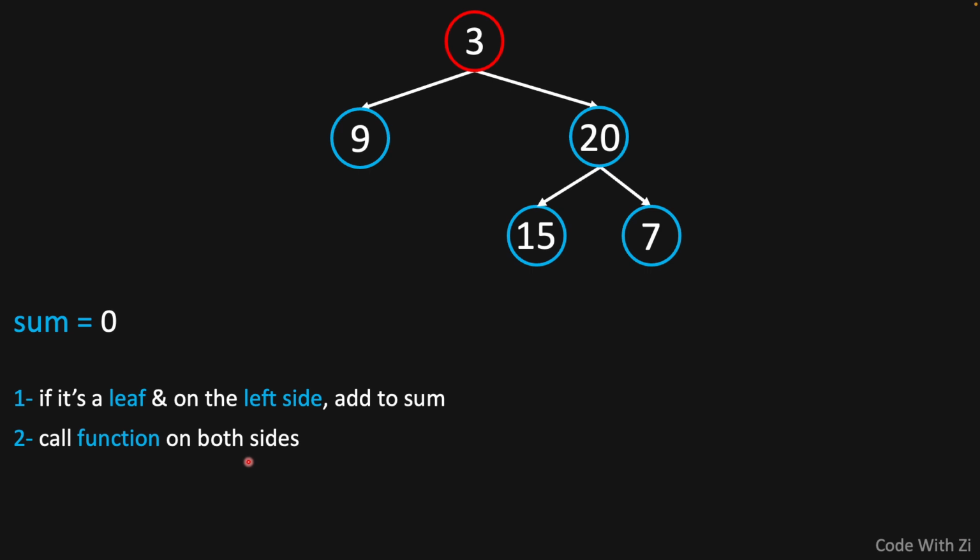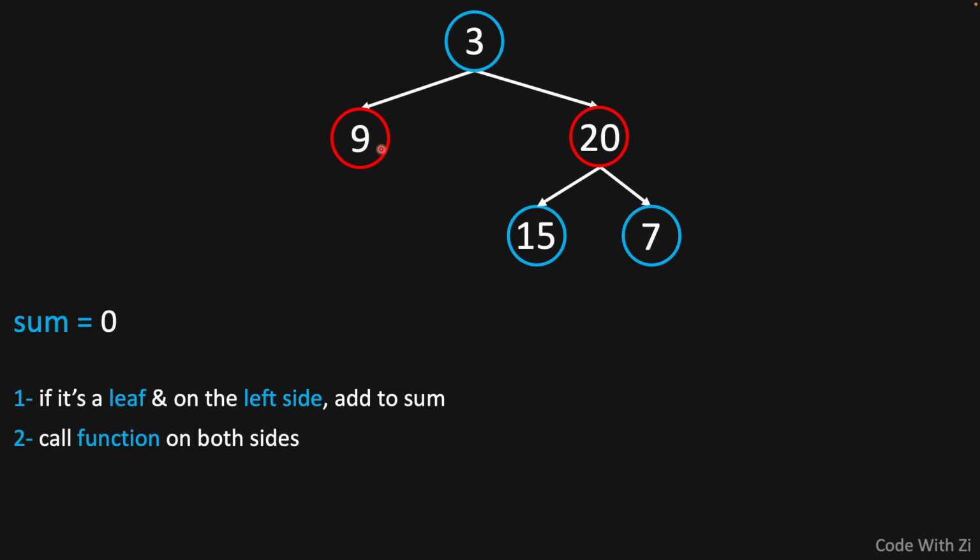So let's start. In the beginning, we're gonna start with our root. We're gonna check if it's a leaf. Well, the root is not a leaf, so we're just gonna ignore this entirely because this condition is false. And then we're gonna call the function on both sides, like so. We're gonna call the function, which is these two simple rules that we have here, for this one and this one. Then we're gonna repeat the same thing.